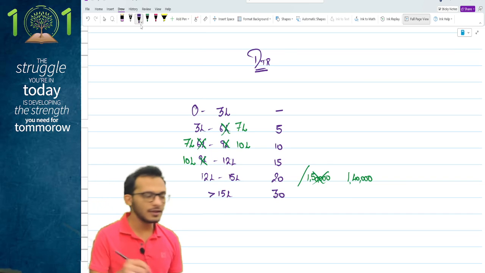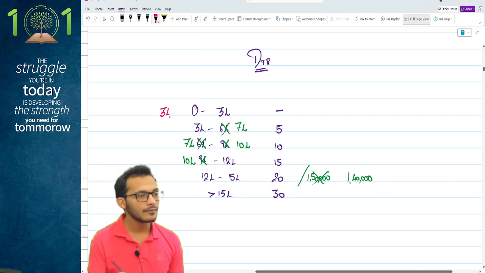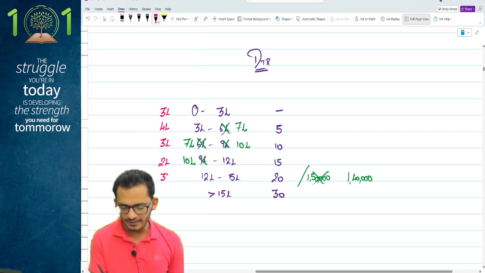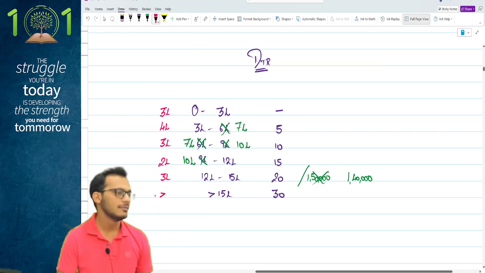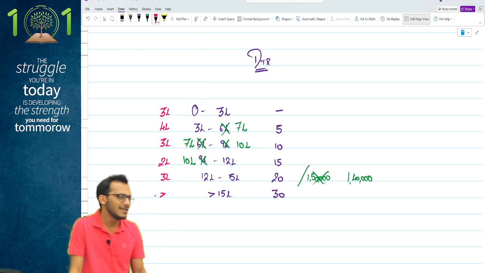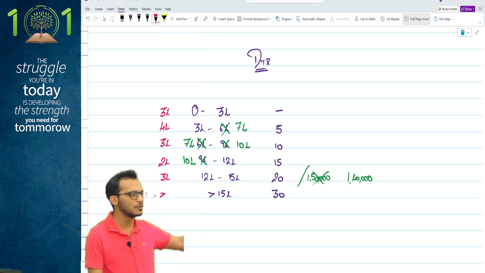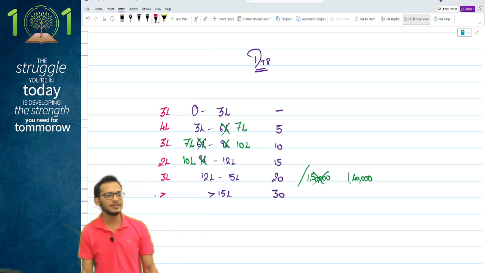The model has become a little complicated right now. The model now says here it is 3 lakh, here it is 4 lakh, then 3 lakh, and then 2 lakh, then 3 lakh, and then it is above. Earlier everything was incremental 3 lakhs, so life was easier. But they said, why should we make life easy? Let's make it complicated. Therefore, this is what the new regime looks like. So what are you doing?